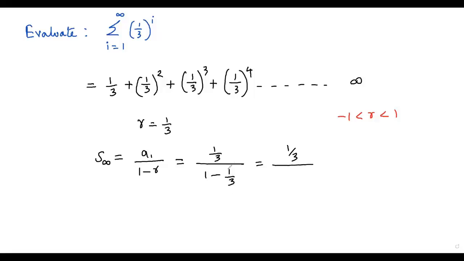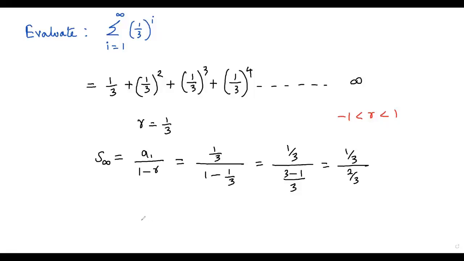Here I subtract a fraction from the integer 1. Whenever I subtract or add a fraction and an integer, I have to multiply the integer by the denominator of the fraction. Once I'm done with this multiplication, I can take this denominator as the common denominator. So 1 times 3 is 3, minus 1. I'm taking this 3 as the common denominator. The simplification of the numerator is 2, so we get the fraction 2/3 in the denominator.